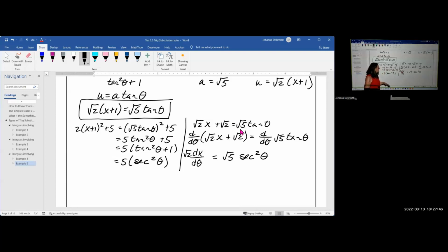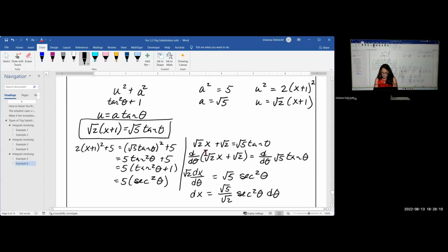Then we abuse the notation. We divide both sides by d theta, and we divide both sides by radical 2. So this gives me that dx is equal to radical 5 divided by radical 2, or you can write it as radical 5 over radical 2, secant squared of theta, d theta. And now I have the 2 pieces I need to replace the original integral.